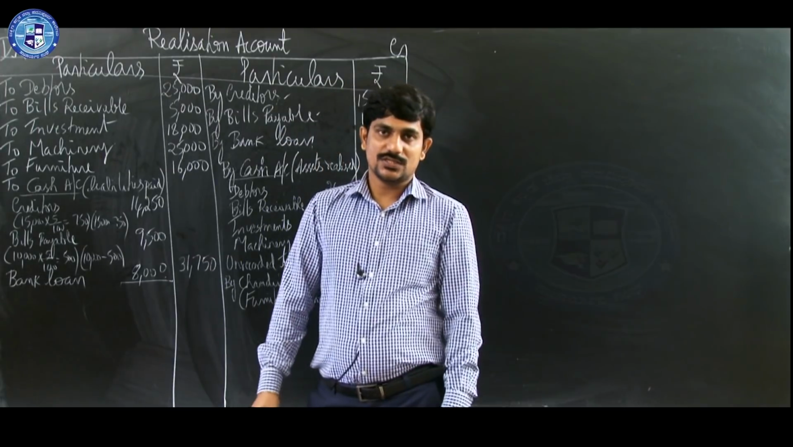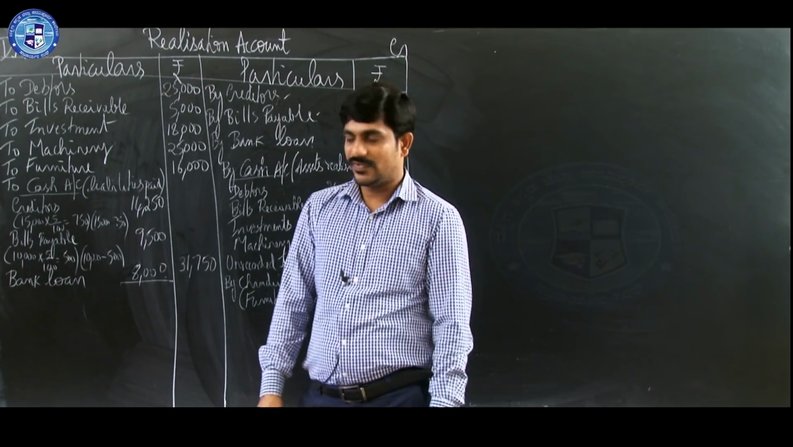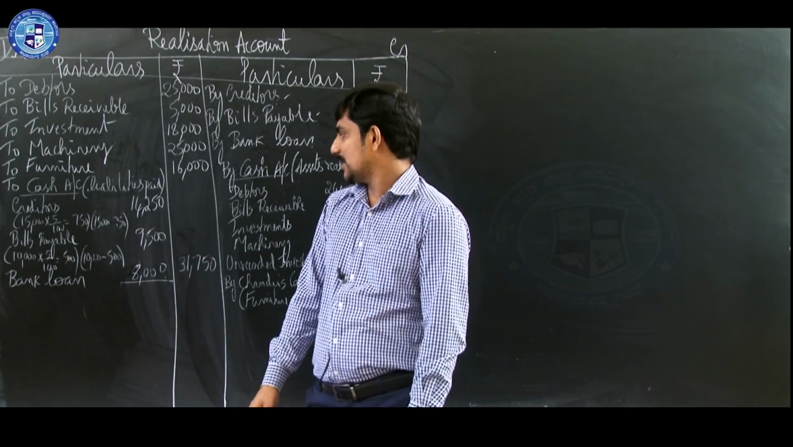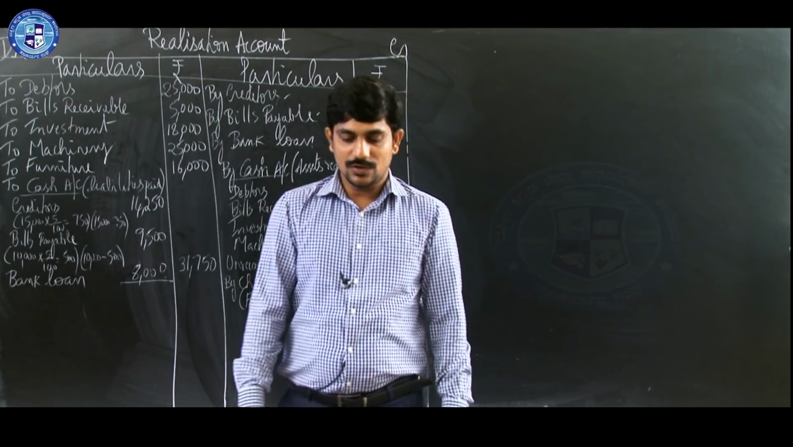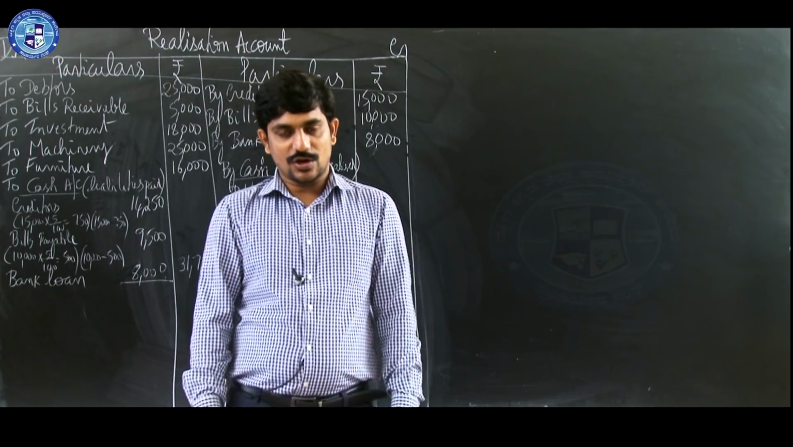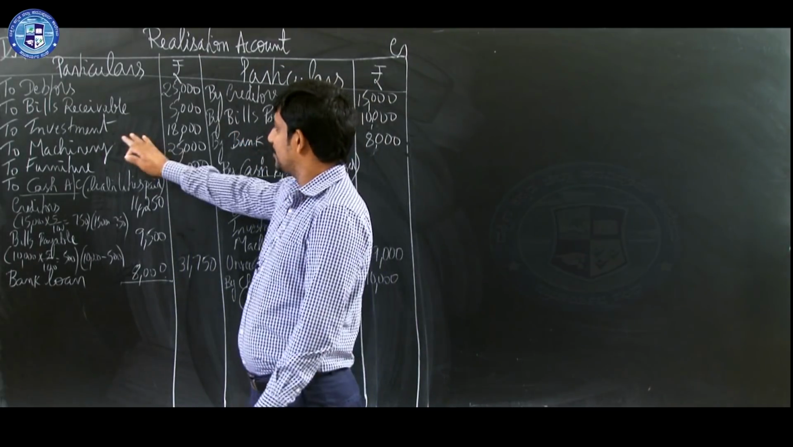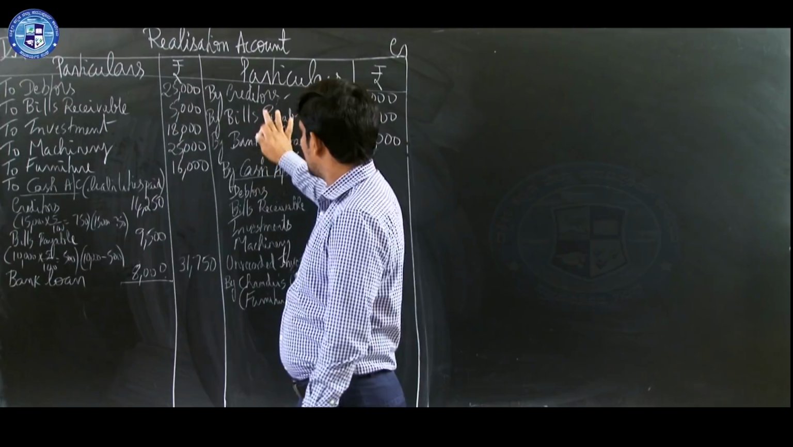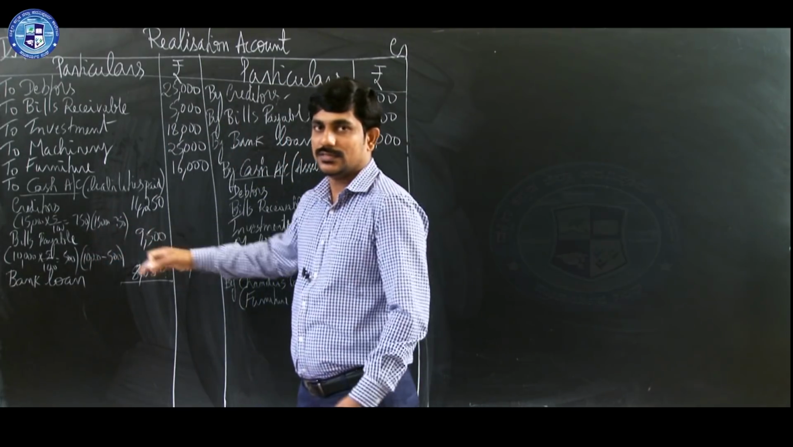Liabilities paid is how much? 31,750. Now at the end, what you have to record? Now assets are settled, liabilities are also settled.